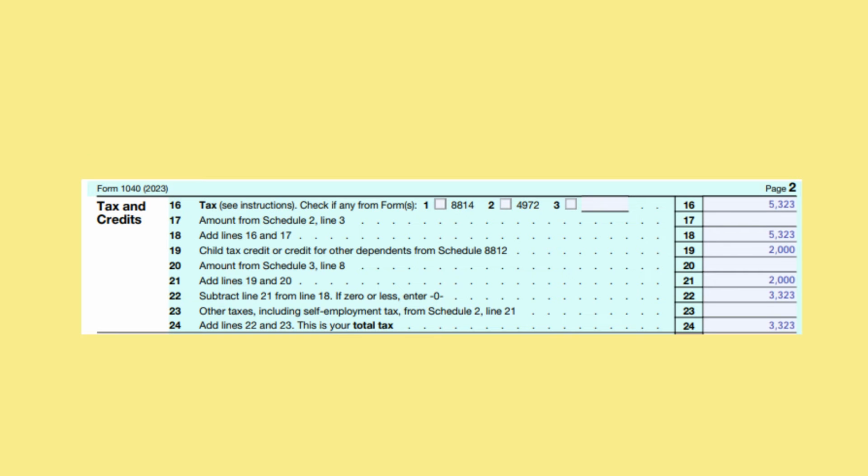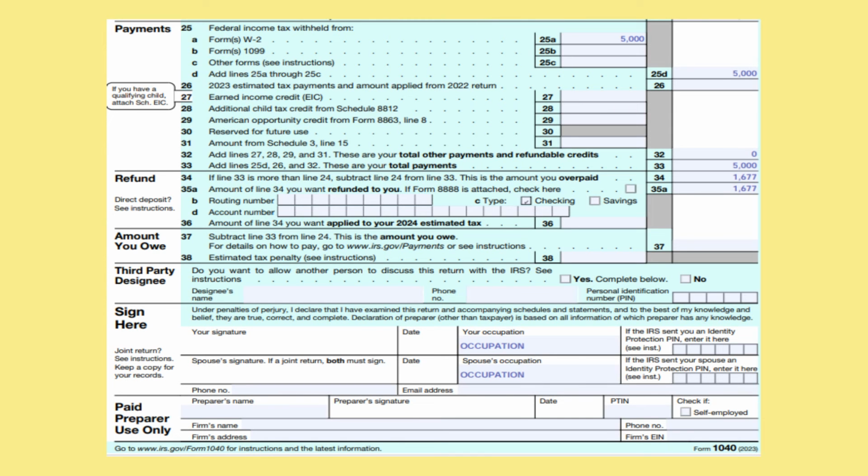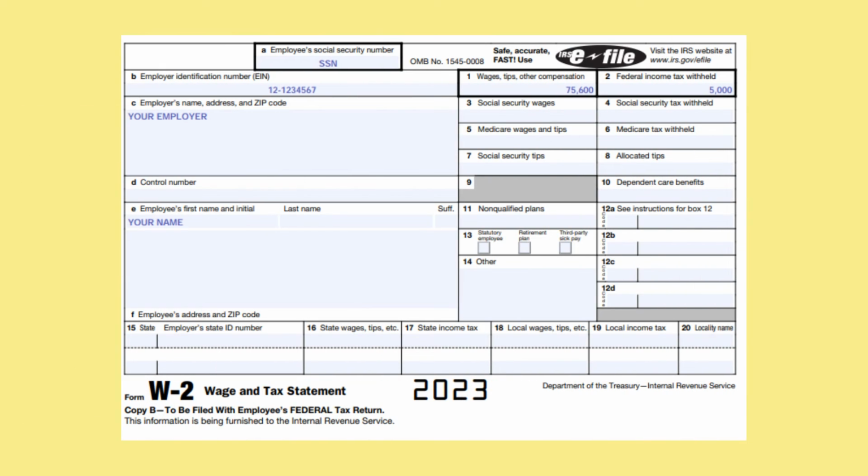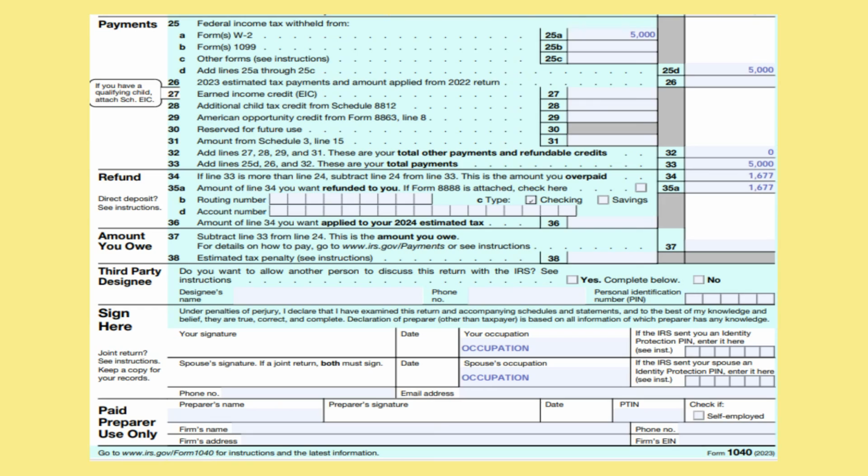On line 25A, we will put your federal income tax withholding. You can find this amount in box 2 of your Form W-2. In our example, it is $5,000. On 25B, put any withholding that you had from Form 1099. On 25C, from any other forms, an example would be Form W-2G. Add all your withholding together to arrive at $5,000 on line 25D.